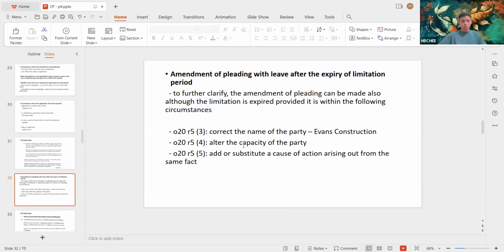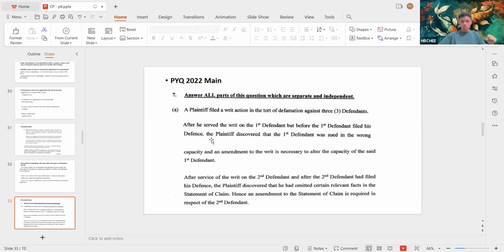For this one, I will show you another partial question to see how Order 20 rule 5 sub 4 applies. And then Order 20 rule 5 sub 5 is very straightforward. Add or substitute a cause of action arising out of the same fact. Okay, so this is the 2022 main paper. Yeah, luckily I didn't sit for that paper, otherwise I'm trapped. Okay, so you may have a look first.